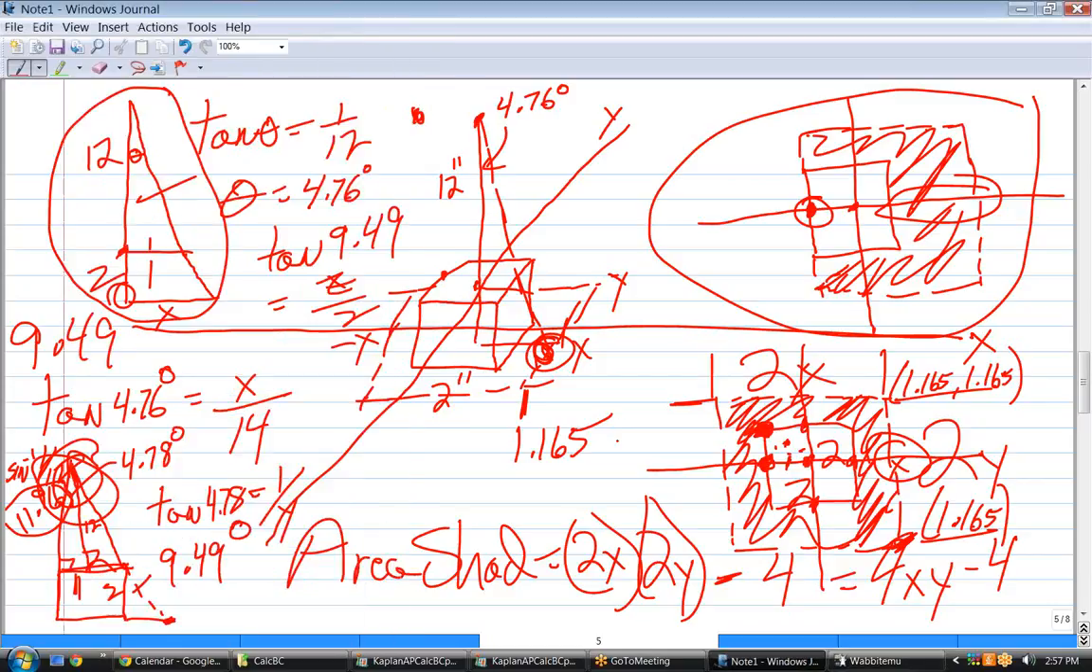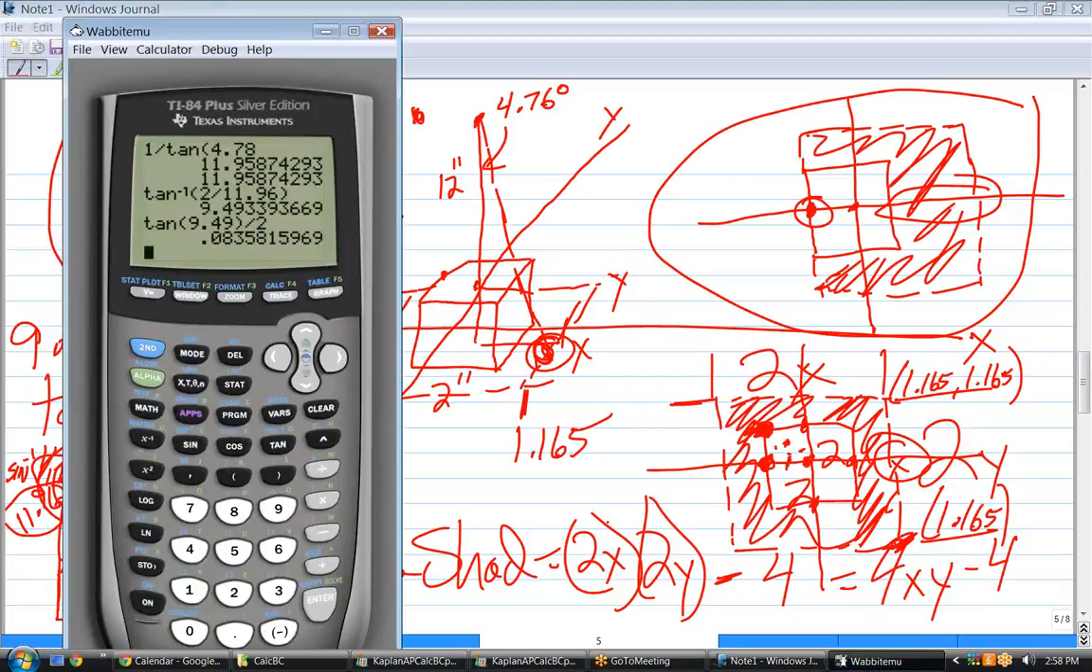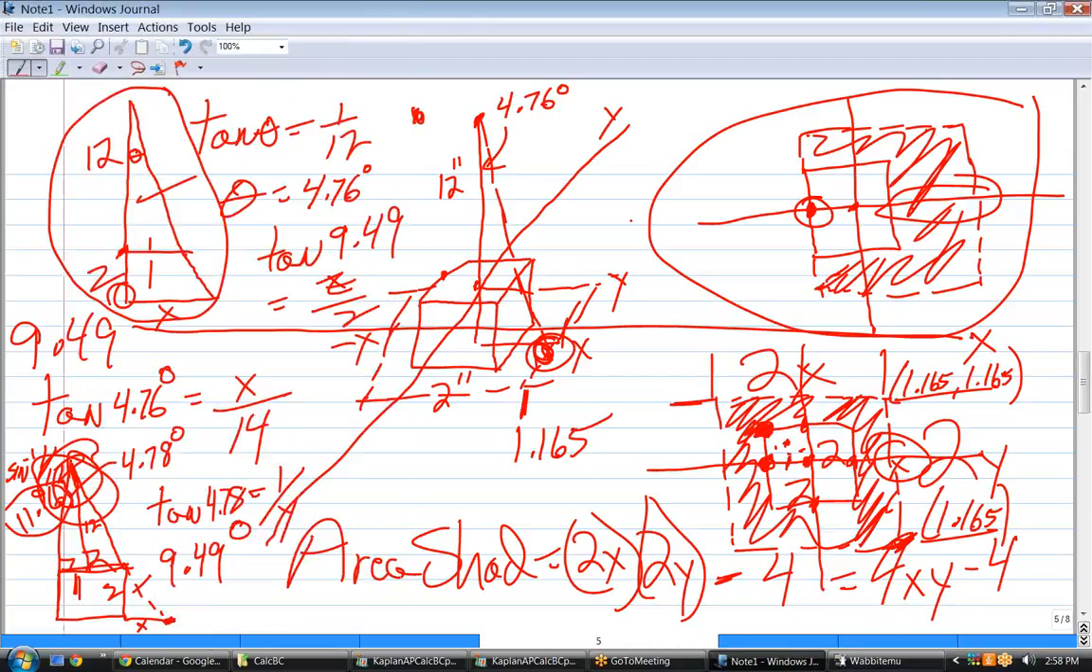I made a mistake somewhere. Hold on. Trying to find out that distance right there. I know this angle is 9.49, so I can say the tangent of 9.49 equals x divided by 2. So x is equal to 2 times this, not divided by that. Okay, let me do that again. Multiply this by 4, and I should have the right answer. 0.33. So this distance right there is 0.33.